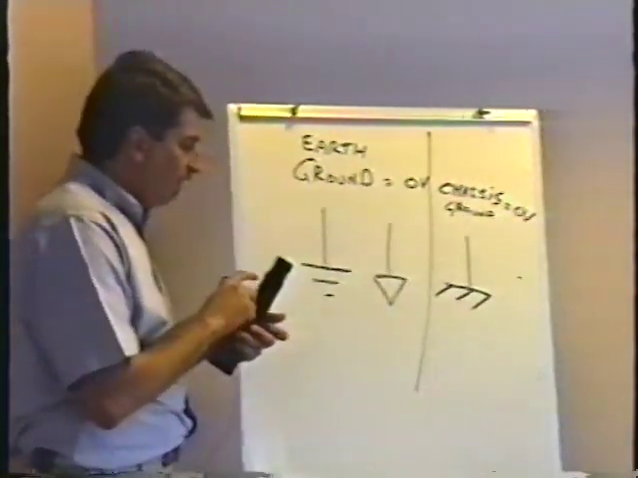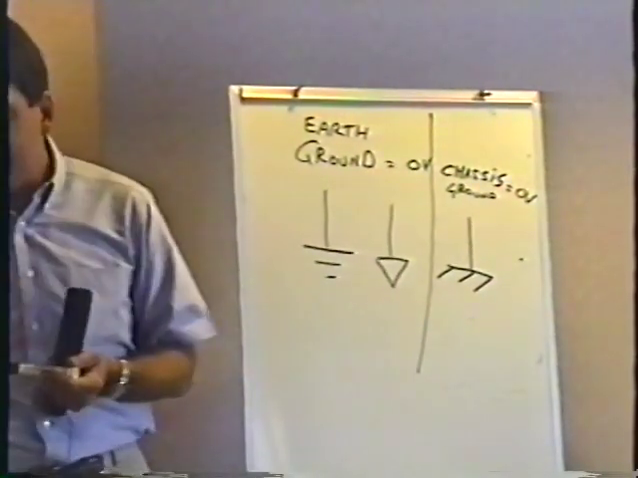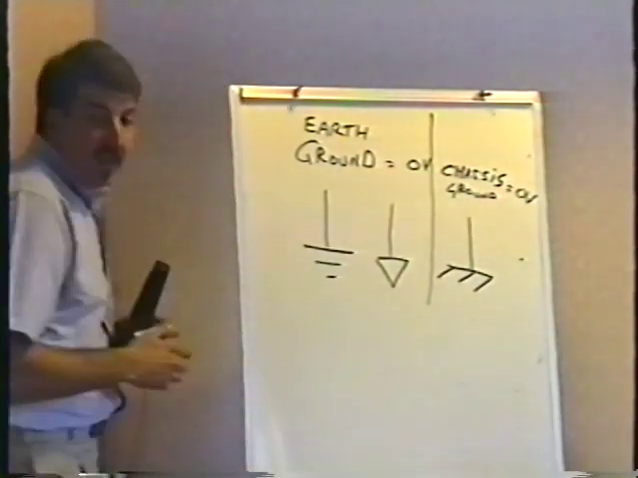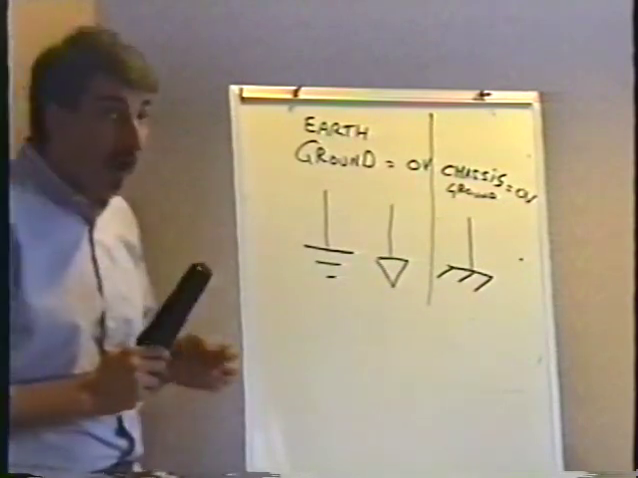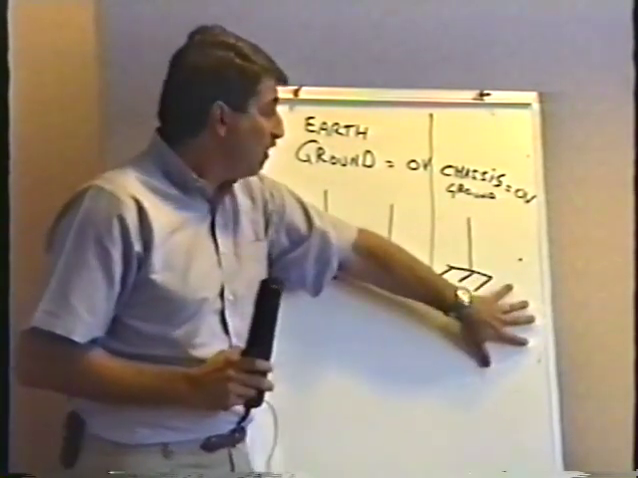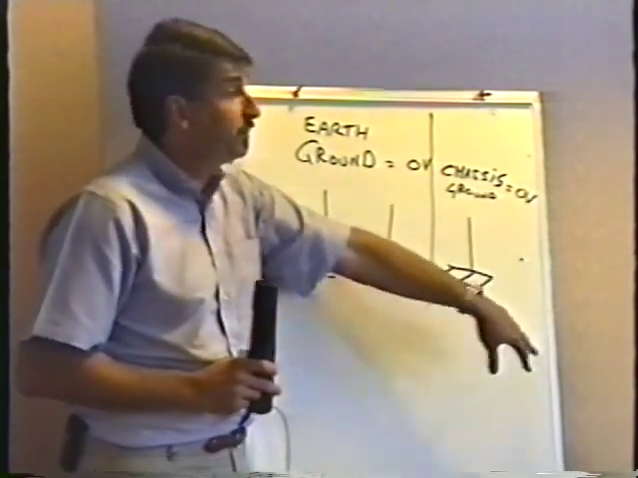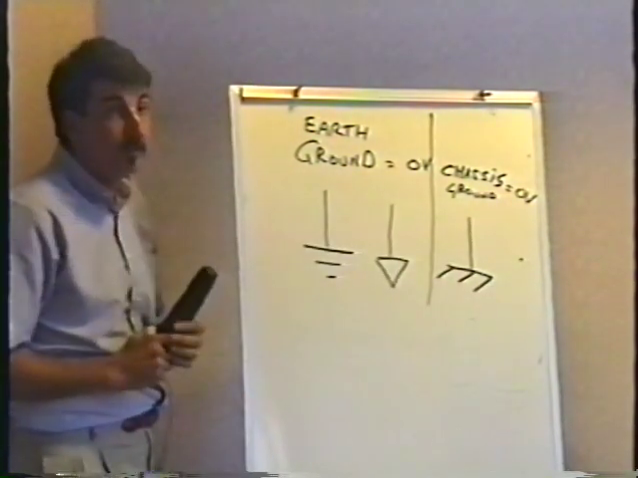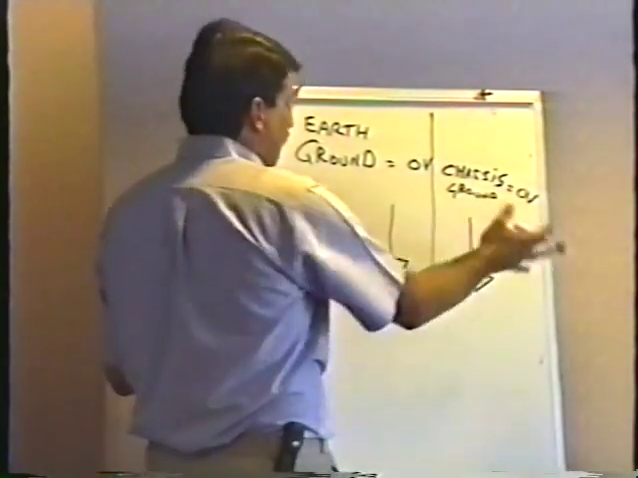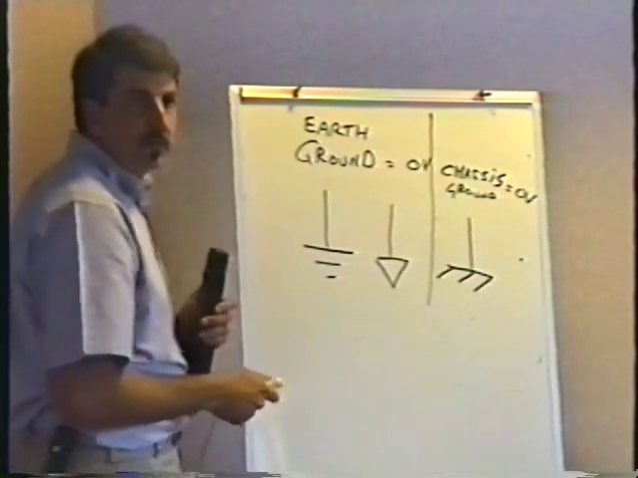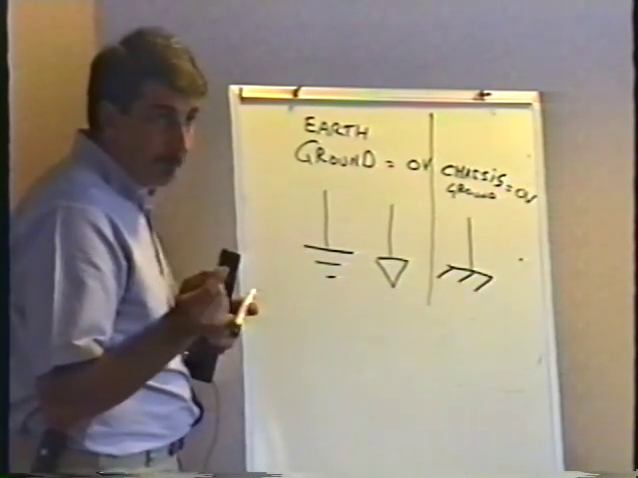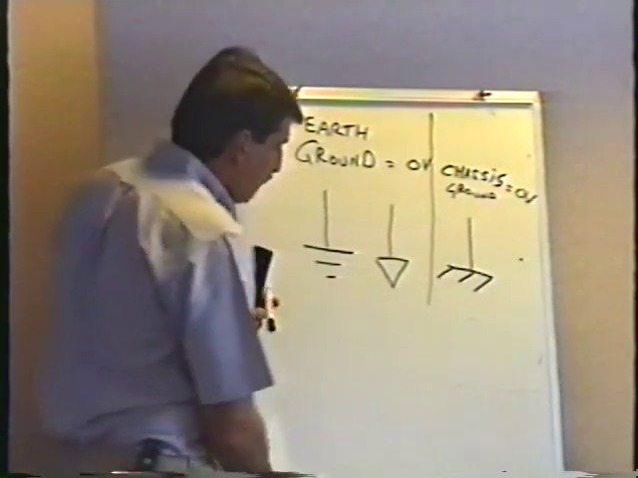It's still 0 volts, but it's not connected to the actual earth itself. And when we start looking at the monitor schematics, you'll see that the ground symbols are all chassis ground symbols, for reasons which I'll explain later on when we start looking at monitors. So either of these things are 0 volts. Okay? Any questions so far? Okay, now one more thing before we take a break.